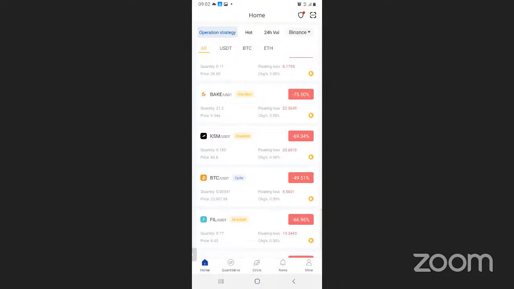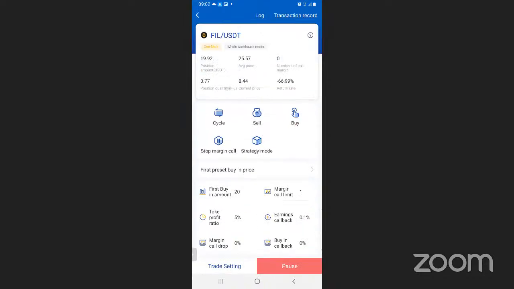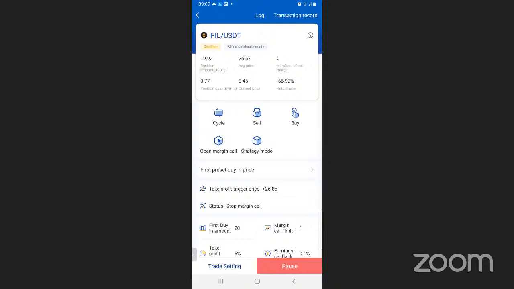Any other coin apart from BTC? Just tap on it. Now this is 19. Now this is my advice. What's your name again? How is it pronounced? Chinasa. Yeah, Chinasa. This is my advice.